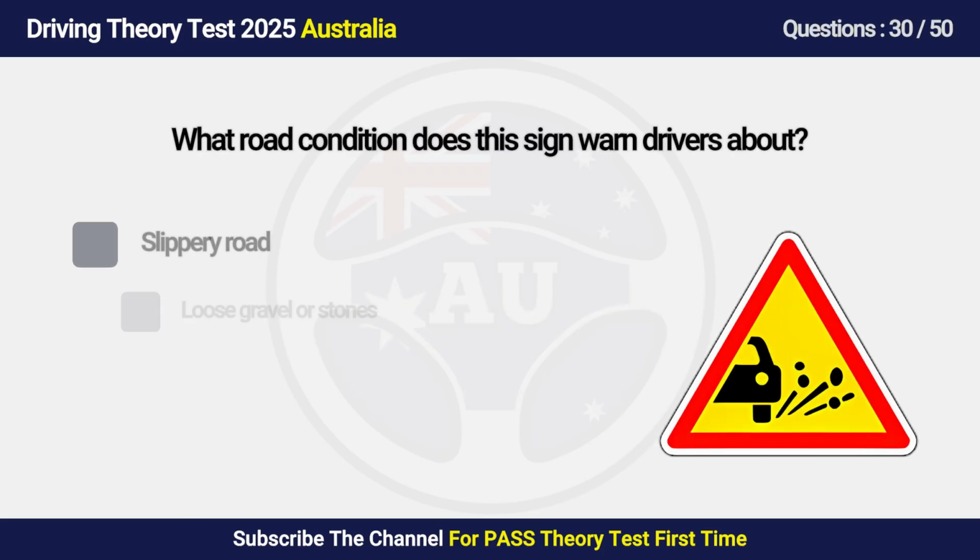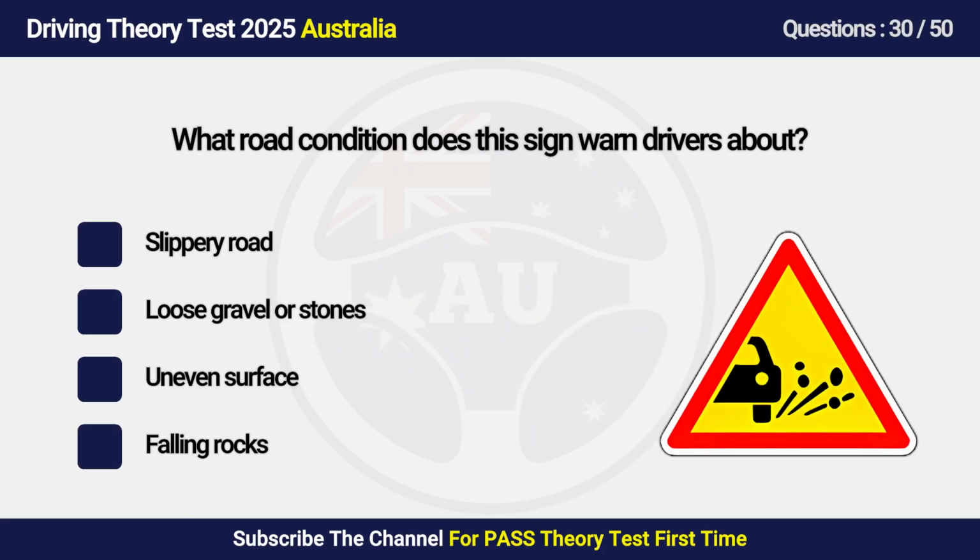Question 30. What road condition does this sign warn drivers about? A, slippery road, B, loose gravel or stones, C, uneven surface, D, falling rocks.